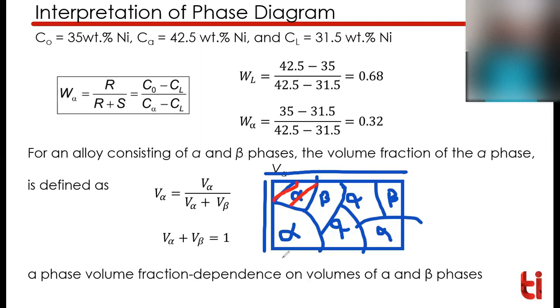Measure this area, alpha, measure this area. So this is basically V alpha. Then put it in this formula, and V beta you can find automatically, since V alpha plus V beta is equal to 1. So V alpha we find out, V beta we can find out. So from the microstructure we can find out the volume fractions.